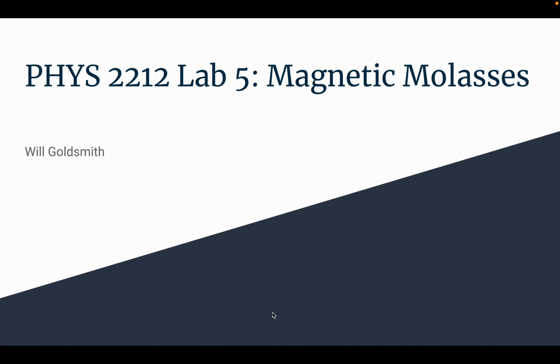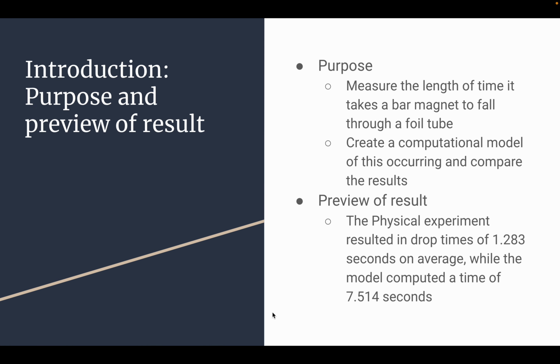This is my Physics 2212, Lab 5 on magnetic molasses. So, an introduction to this lab: the purpose was to measure the length of time it takes a bar magnet to fall through a foil tube, create a computational model of this occurring, and compare the results.